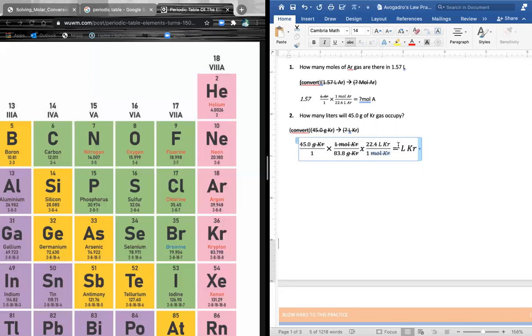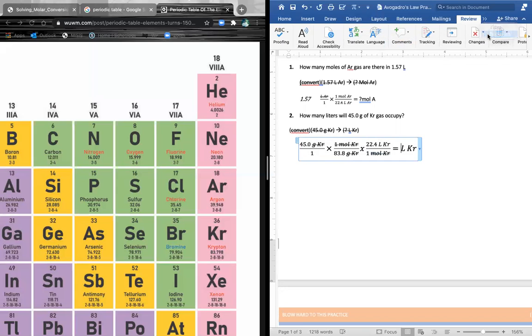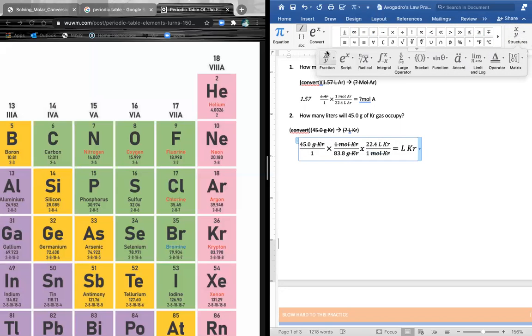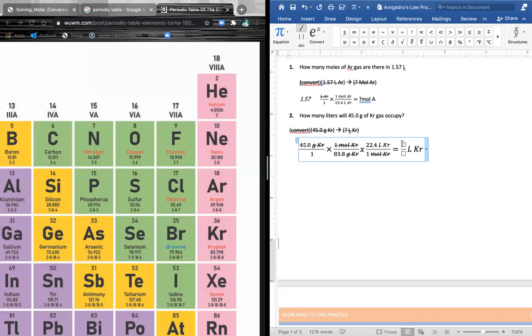So we're just going to do what we did before, and we're going to multiply across. We're going to multiply everything across and put a fraction bar in there and do it correctly. We're not going to skip steps here. So 45 times 1 times 22.4 liters of krypton. Let's plug that into the calculator. So 45 times 1 times 22.4. At the top, we have 1,008 liters of krypton. And then on the bottom, we have 1 times 83.8 times 1. So 83.8.